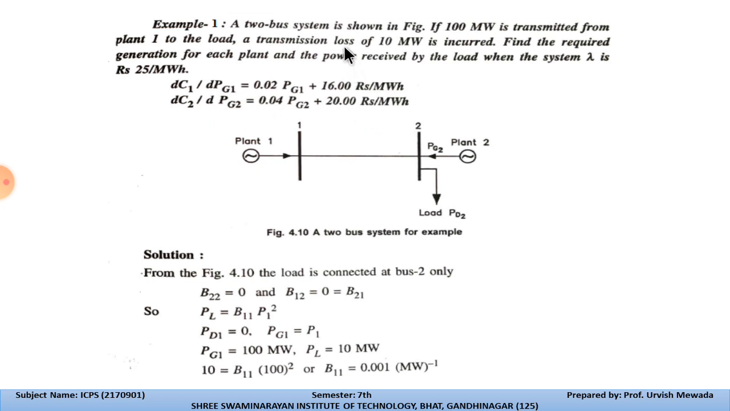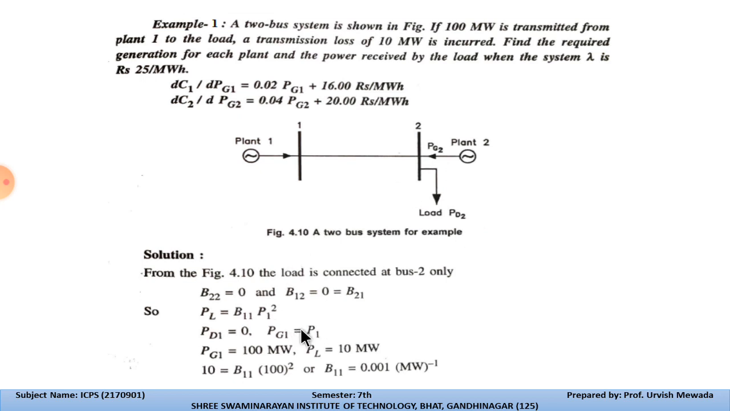Now let us find the solution from the data given. In this we have two generating stations, plant 1 and plant 2. Plant 1 is connected to bus bar number 1, and after bus bar number 1 we have the transmission line, and then bus bar number 2. With bus bar number 2, plant number 2 is connected, and the load is also connected, at which we are delivering the power PD2.